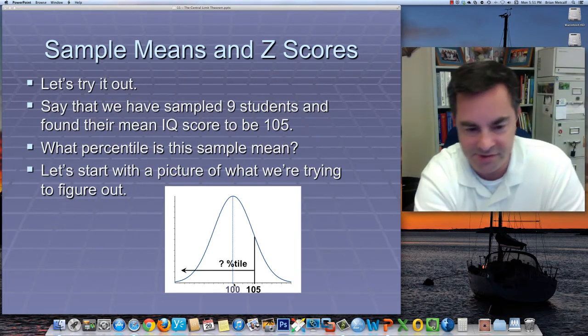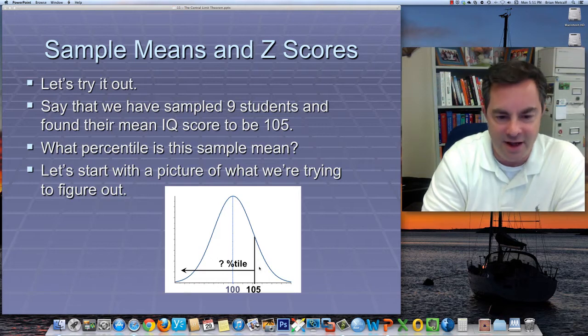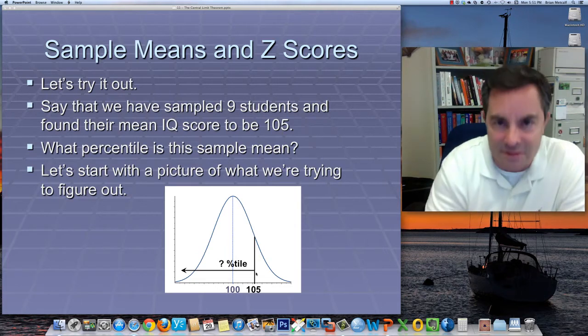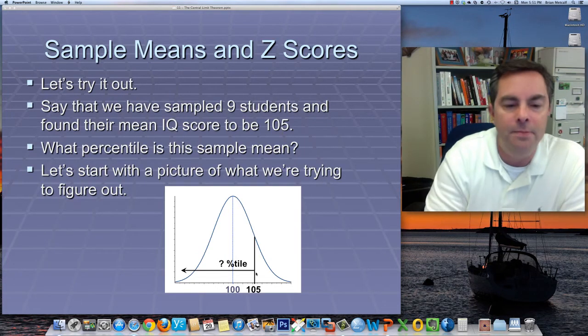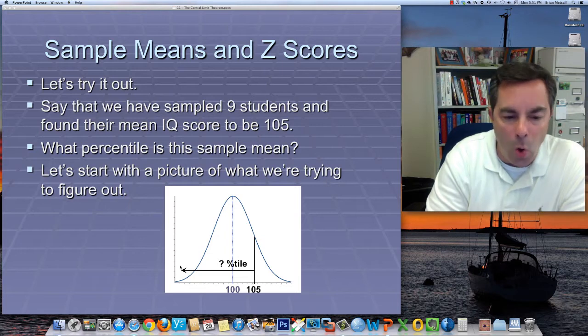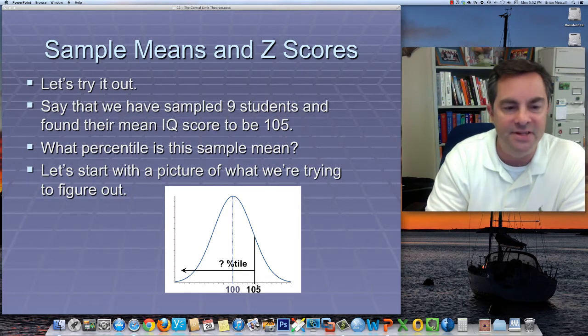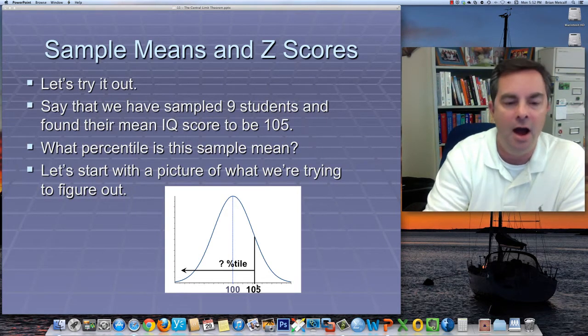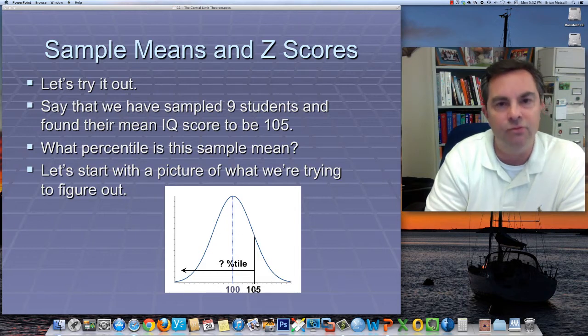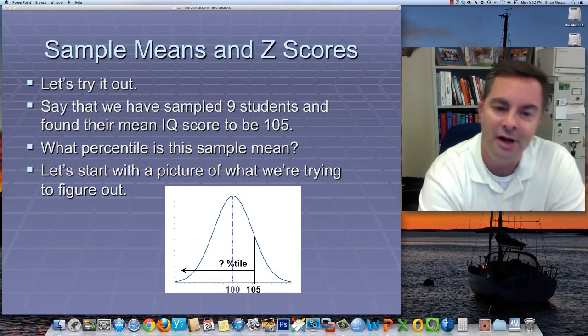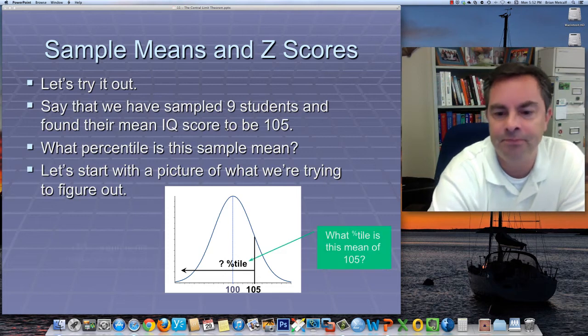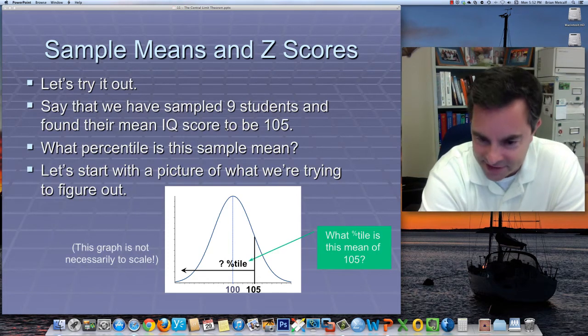And so there's my question. My question is a percentile question. So in other words, I want to know what percent of this pile of means, what percentage of this pile of samples would be at or below this sample mean of 105. I'll say that one more time. What percentage of the bazillion means are at or below this one mean of 105? So there's a pretty picture of where we're going with this. And as I said, this doesn't necessarily have to be to scale.